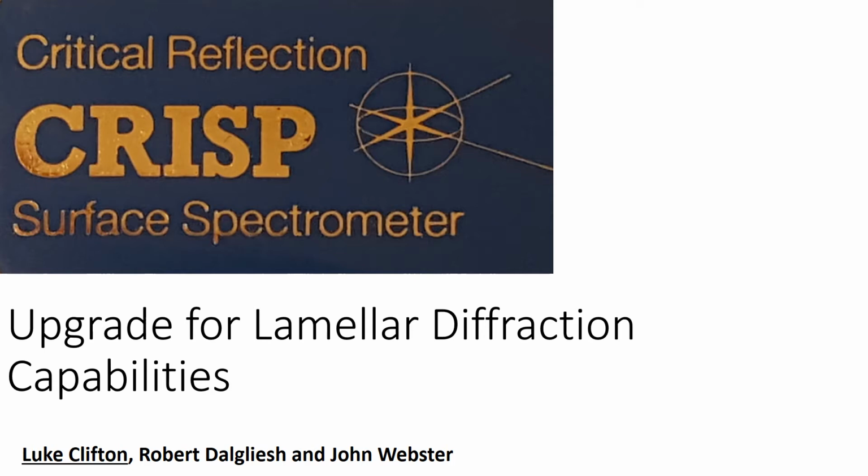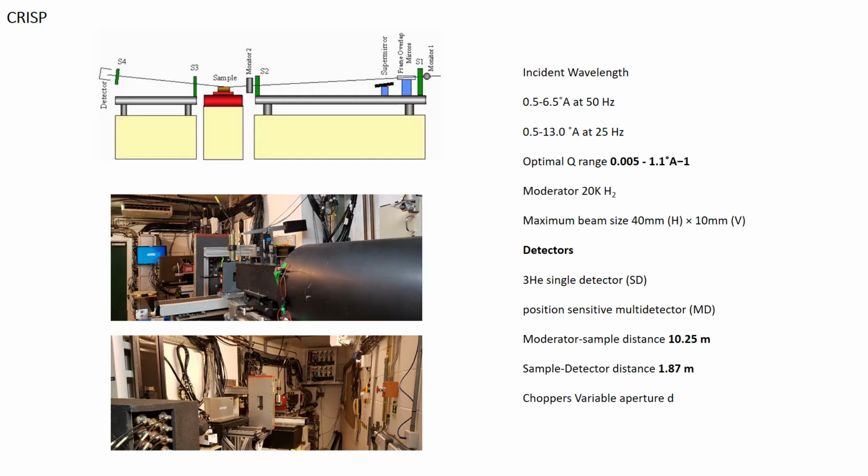have been doing on looking at upgrading the CRISP reflectometer to become a composite neutron reflectometry and lamellar diffraction beamline, and in particular looking at what is required to engage in lamellar diffraction studies on this instrument.